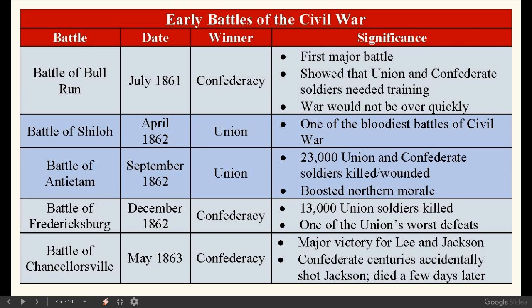But unfortunately, the Confederate sentries ended up killing Thomas Jackson, Stonewall Jackson, and he died a few days later. They accidentally shot him. And so that's going to be a blow to the Confederacy to lose such a good general.